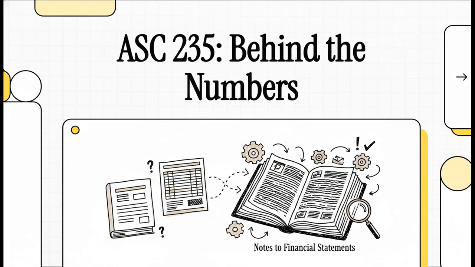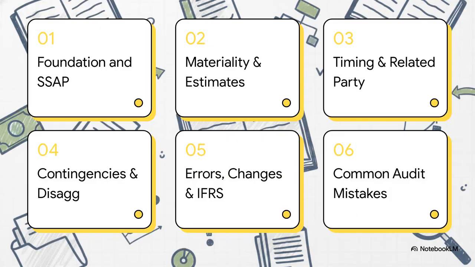Well, the truth is, those primary statements, they're really just the table of contents. The notes to the financial statements, that is the actual book. That's where all those numbers get their real meaning, their context, and honestly, their validity. Without the notes, you're literally just looking at a summary without knowing the actual story. Okay, let's dive into this.